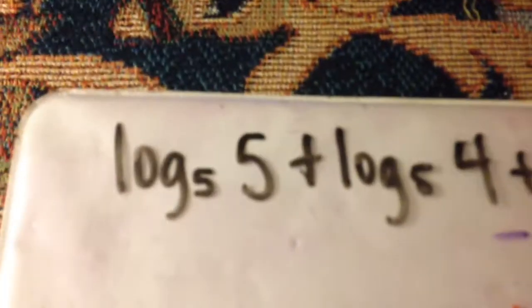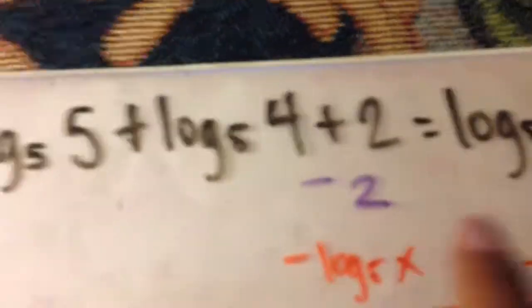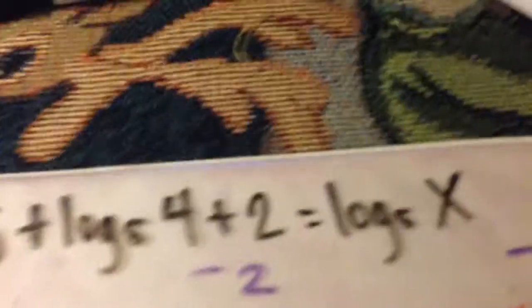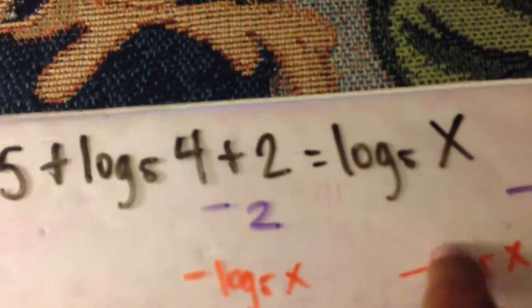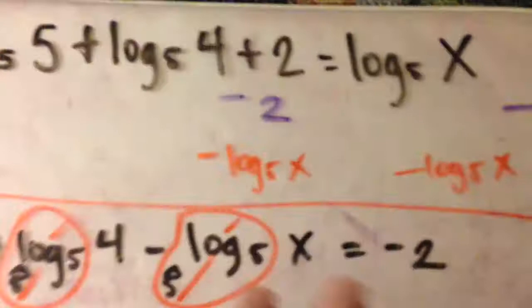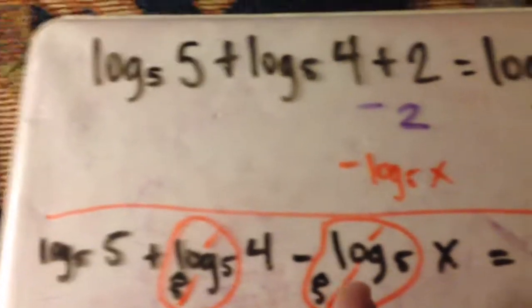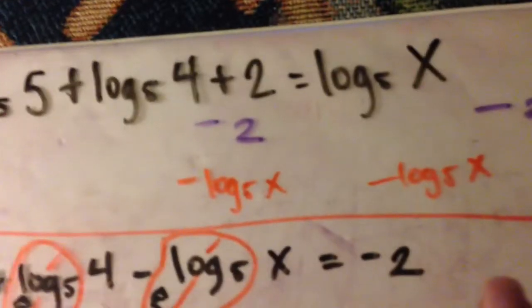Pretty simple. So our next equation also has to do with logs since we're learning a lot about logs. So this is it. Log base 5 of 5 plus log base 5 of 4 plus 2 equals log base 5 of x. So the first thing we're going to do is minus 2 from both sides because we want to get rid of everything. And then we're also going to minus log base 5 of x because we want to make it all together. So then it becomes log base 5 of 5 plus log base 5 of 4 minus log base 5 of x equals negative 2.